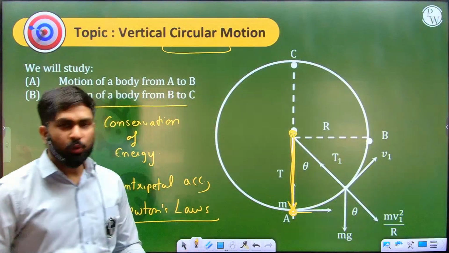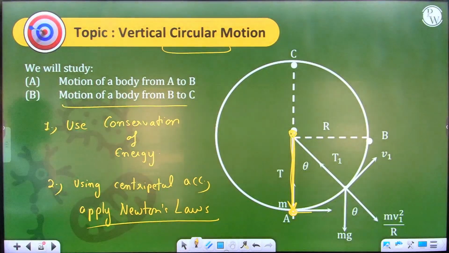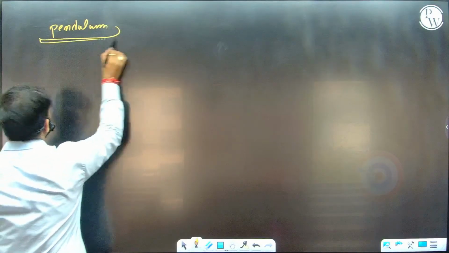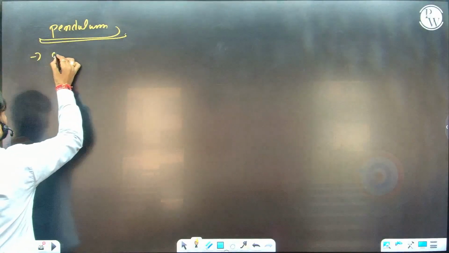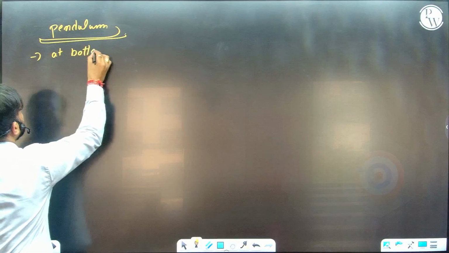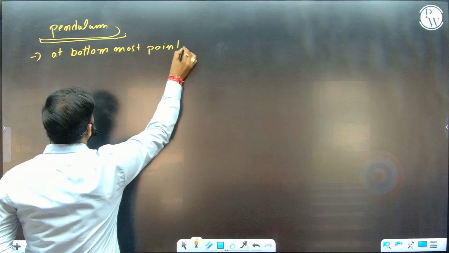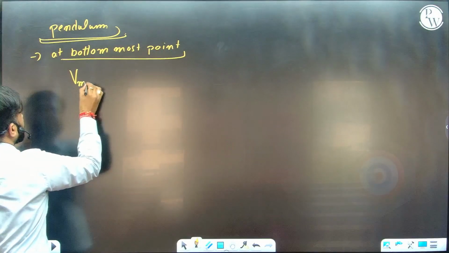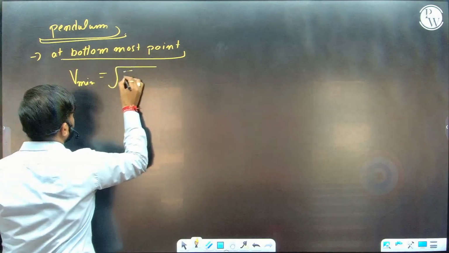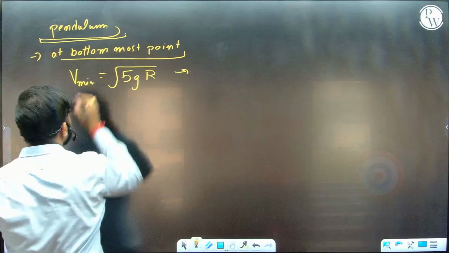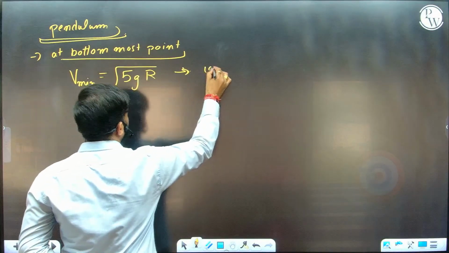And that's how we can solve the problems related to vertical circular motion. Now see, there is a very standard result that for a string pendulum, the minimum velocity at the bottommost point should be under root 5gr, and in this case, it will complete the vertical circle.